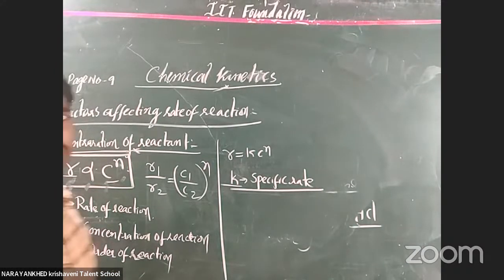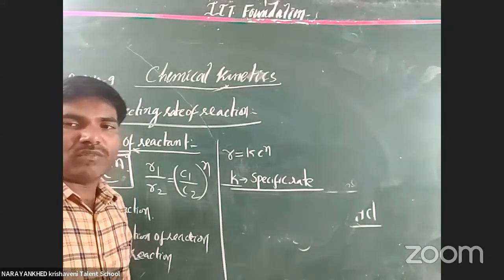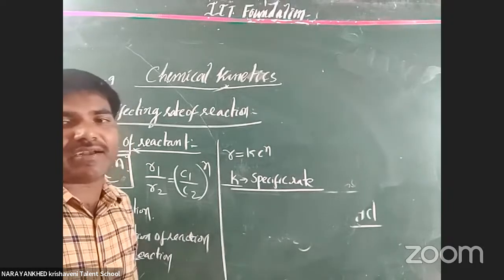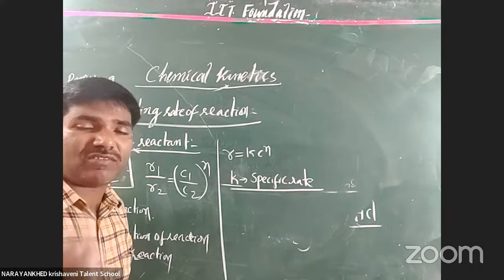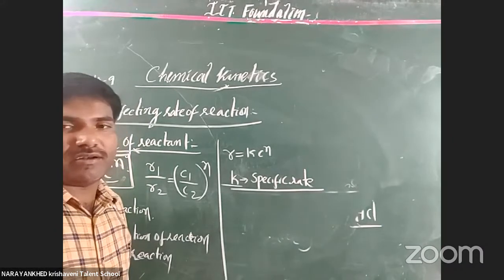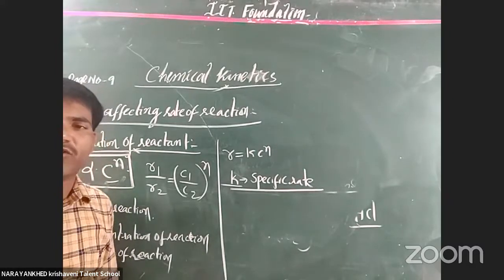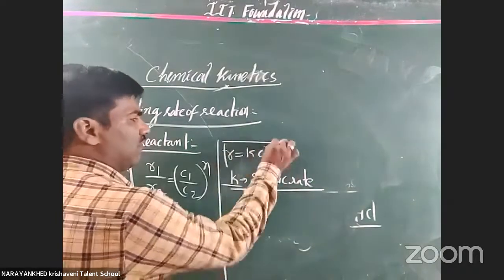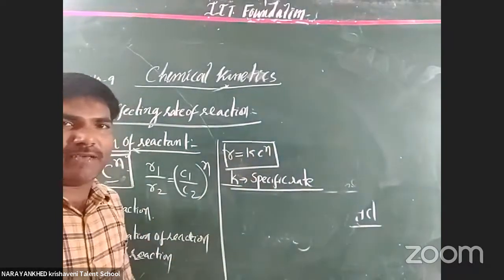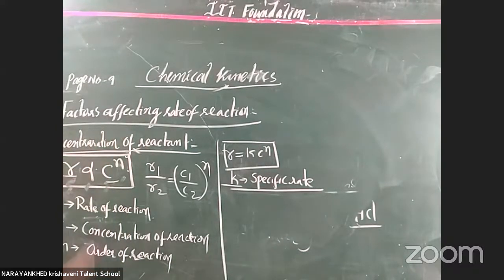This is called a specific rate. 1 gram of a substance taken as a reactant, under reaction for 1 second, how much product do we get? That is called the specific rate. That is also included in our final formula, based on concentration: R is equal to K into C. These two are very important for us. Now please note it down.